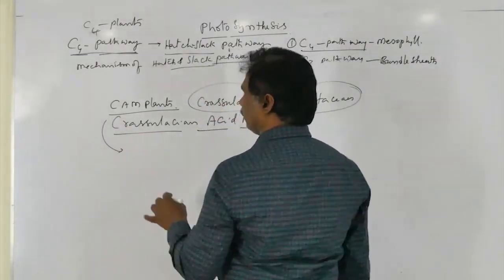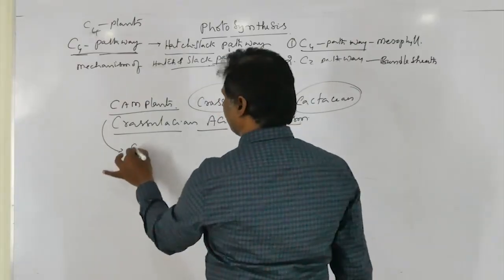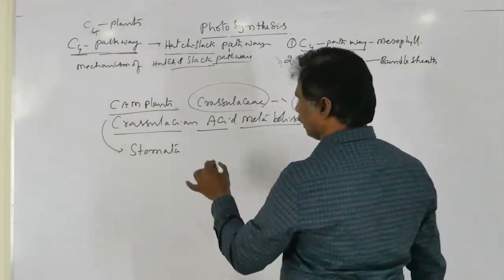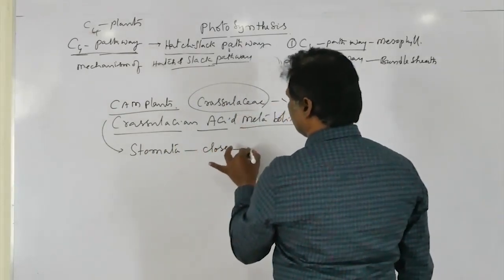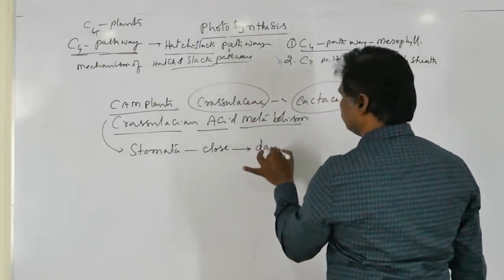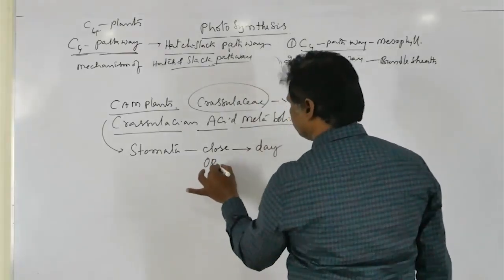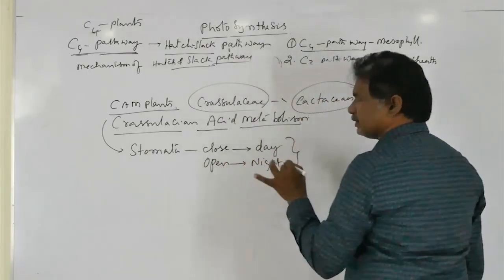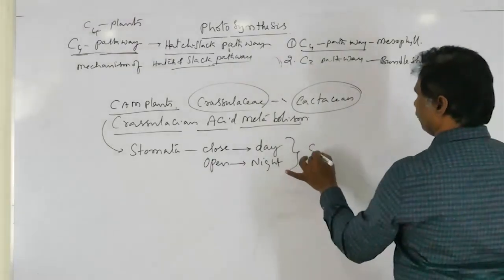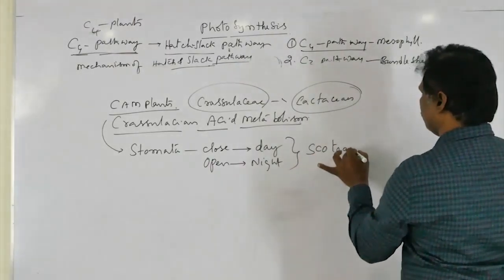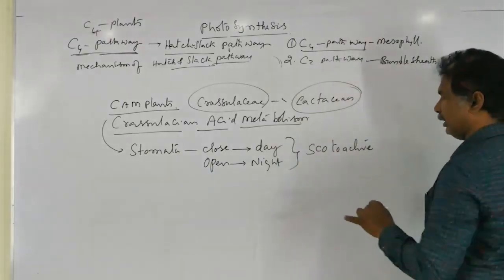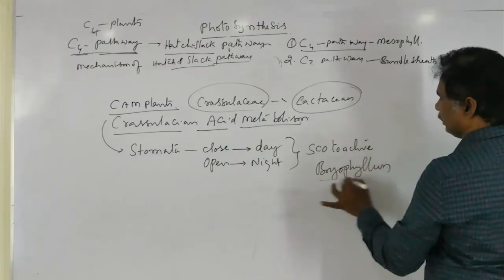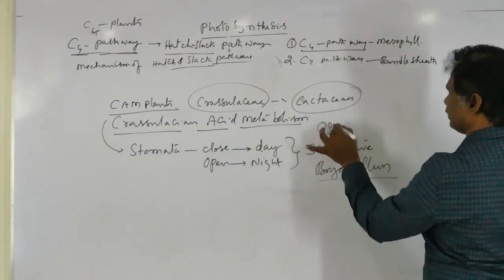In this one, to reduce the rate of transpiration, the stomata in those plants are closed during the daytime and open during the night time. This type of special movement of the stomata, from the previous chapter, is scotoactive movement. The best examples you know very well: bryophyllum, and also opuntia, cactus.